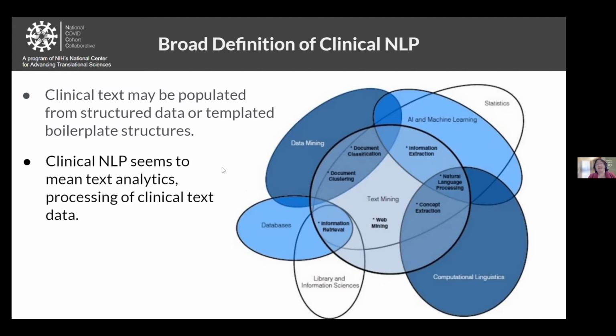I want to emphasize the challenge we also face is that currently some of the clinical documents themselves are not truly natural language. They are probably auto-populated from structured data fields, or they have some templated boilerplate structures. So sometimes the clinical NLP system, if we truly deal with natural language processing, may have a challenge processing those without knowing the structure.